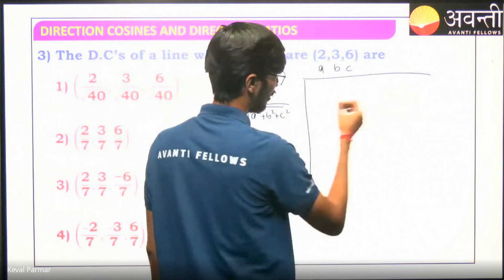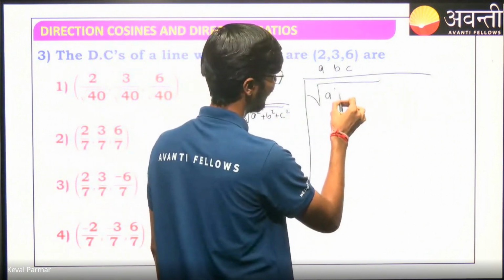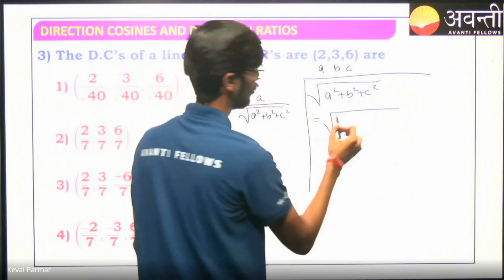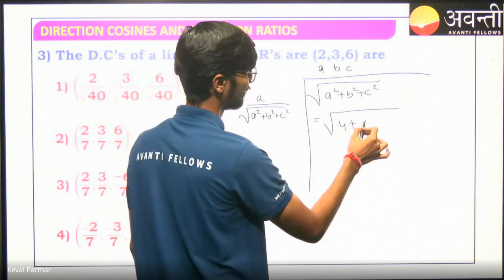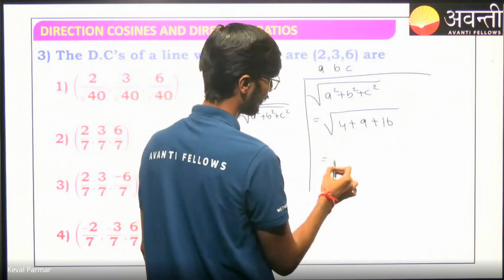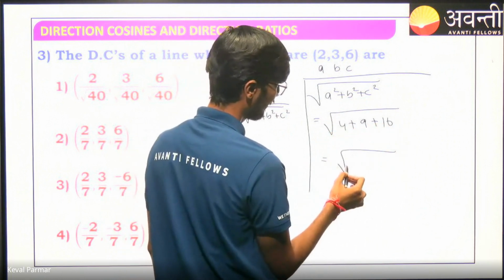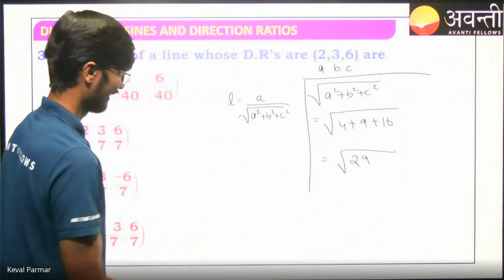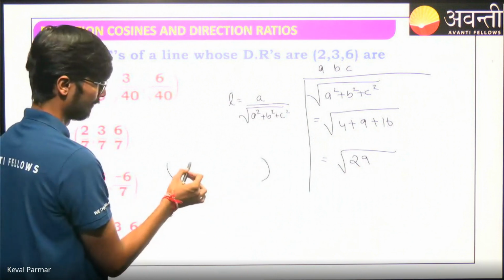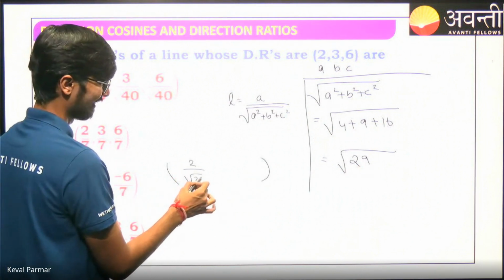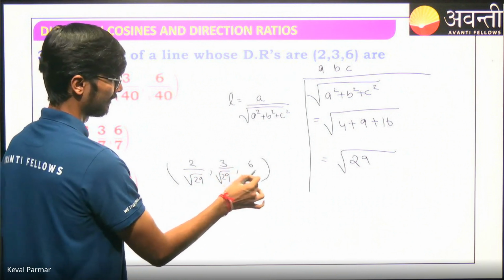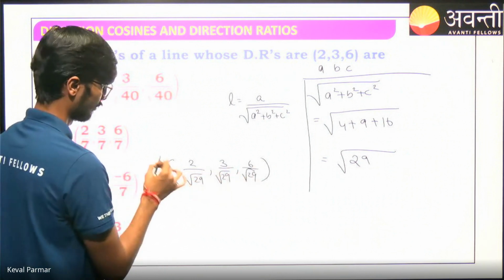So let's look at the value of A square plus B square plus C square, which is under root of 4 plus 9 plus 16, which is under root of, I think, 29. So basically, my L, M, N will be 2 upon root 29, 3 upon root 29, 6 upon root 29. So this is my answer.